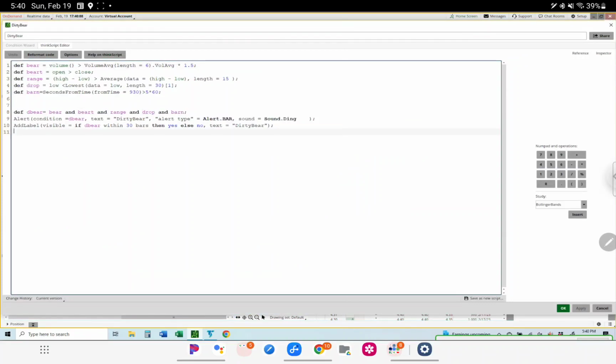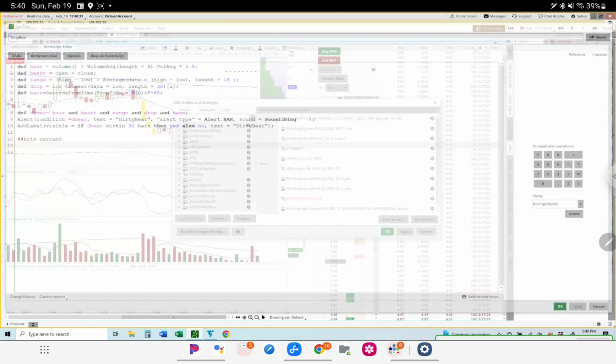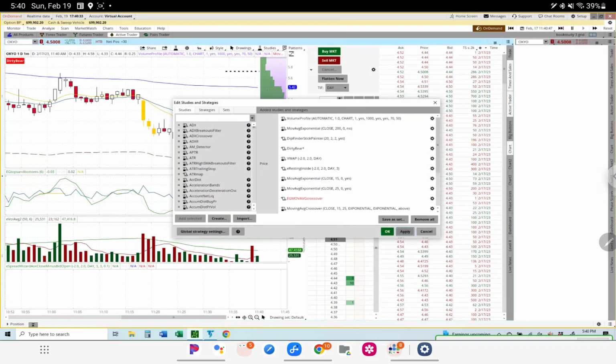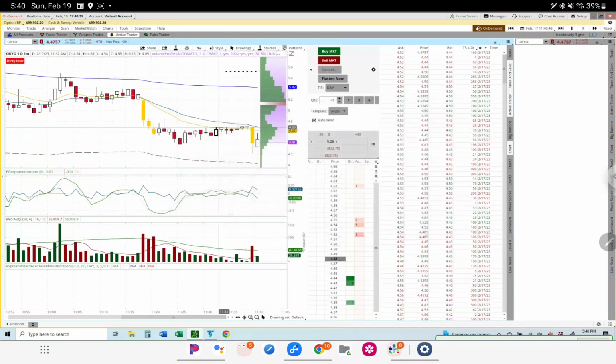So if you want to pause this and grab that, you can. Like I said, sometimes it works, sometimes it doesn't. But this is my creation, created by Eric G. If you want to use it, ask me. How about that? Let's see, can we do that? Will it let us do that? Yeah. Okay, Dirty Bear.